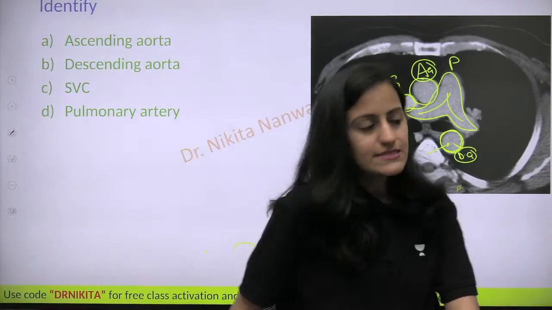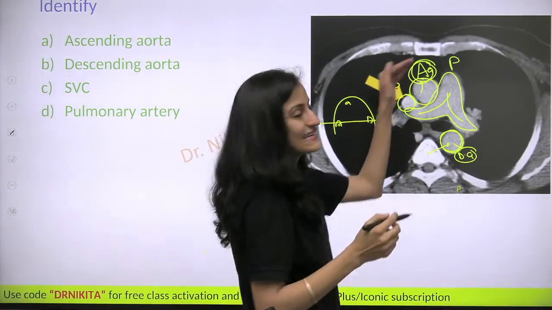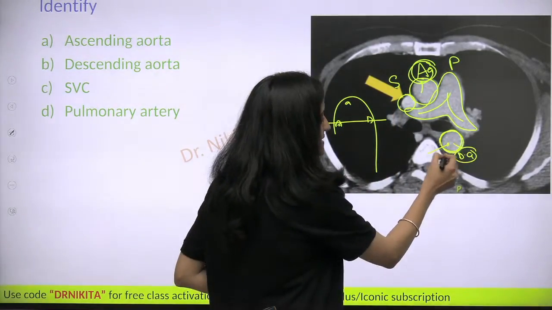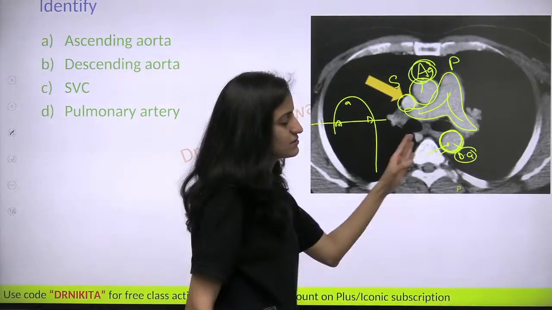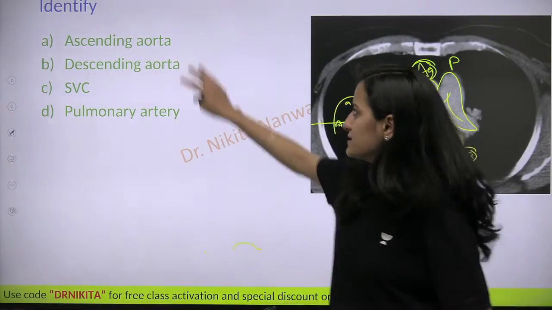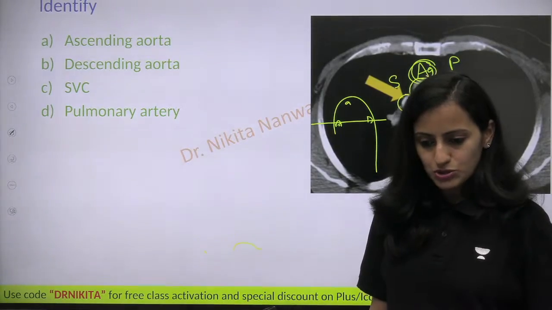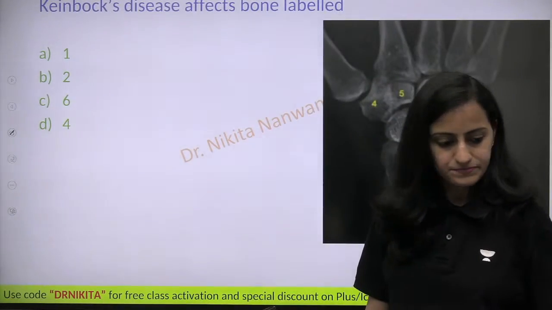Remember that this is the ascending aorta in the anterior mediastinum, descending aorta in the posterior, close to the vertebra. Posterior would be descending. So is everyone clear on the four structures? We have identified those. Let's go to the next one now.